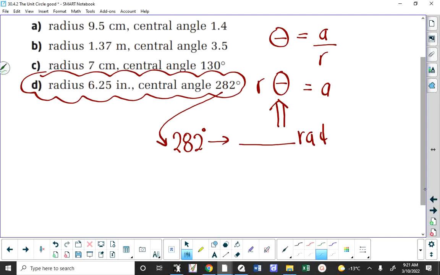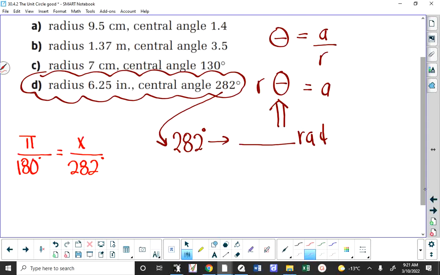You would need to show your work, and in that case, you could use a ratio since pi radians equals 180 degrees. We can write x radians over 282 degrees equals pi radians over 180. And I want to caution you here. If you have a written response question, it may be very obvious to you how to convert degrees to radians, but you need to show that work. You need to write that down. That's what written response means.